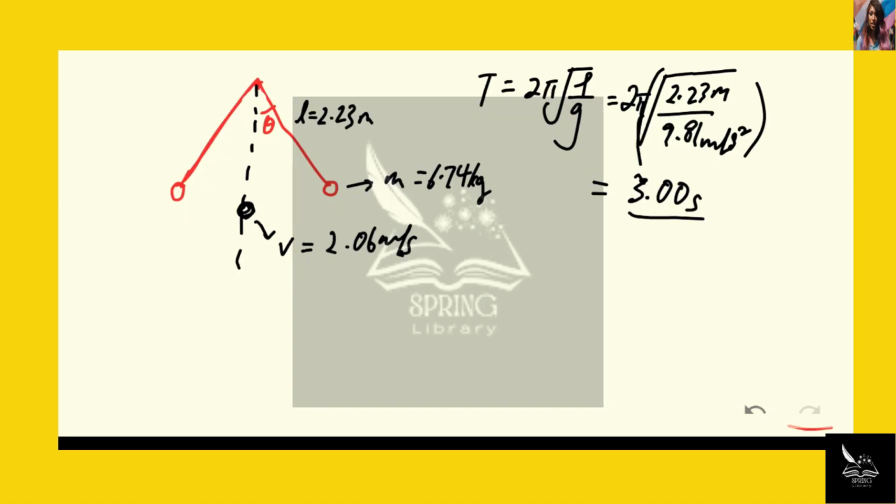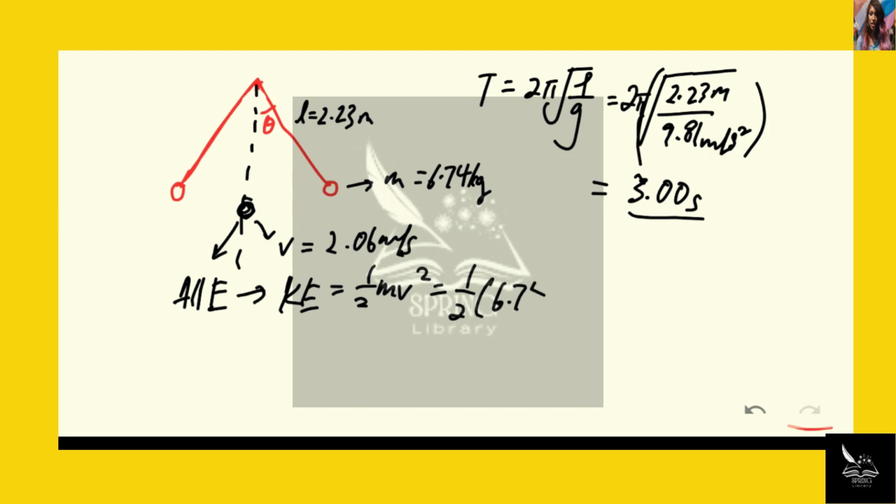To find the total energy, we just have to consider the lowest point, which is the equilibrium point, where all the energy is converted into kinetic energy, which is just half mv squared. We can find this quite simply by putting in the velocity at the equilibrium position and the mass that is given. So half mv squared should get about 14.3 joules.